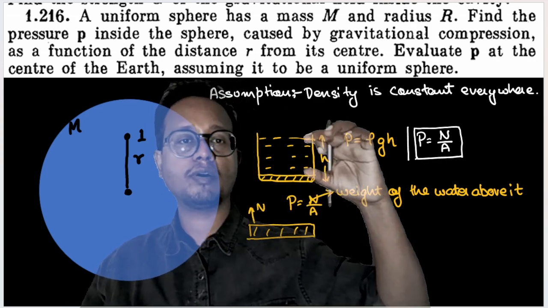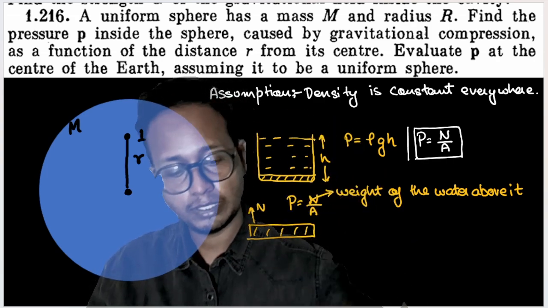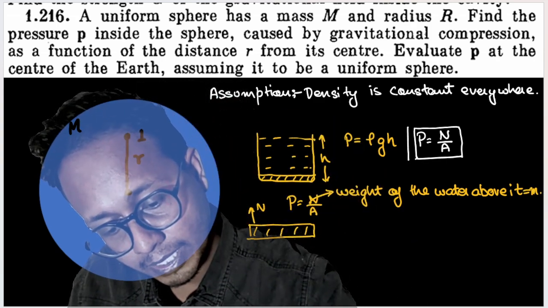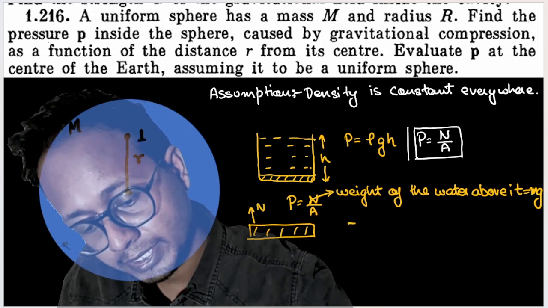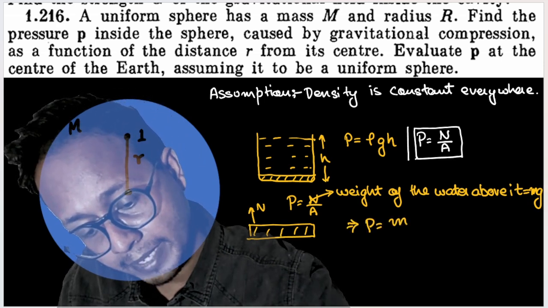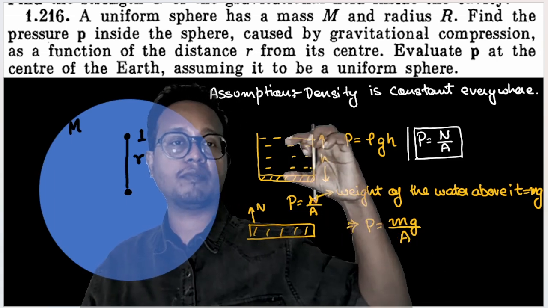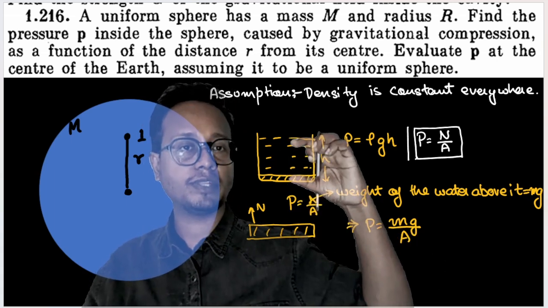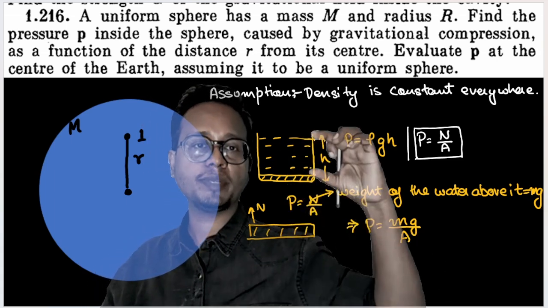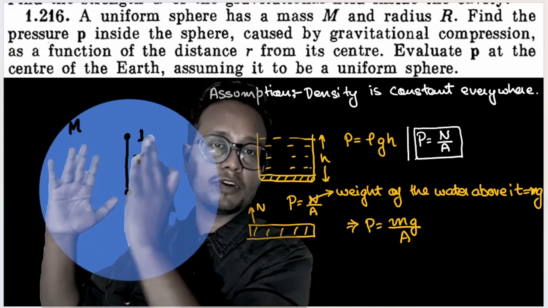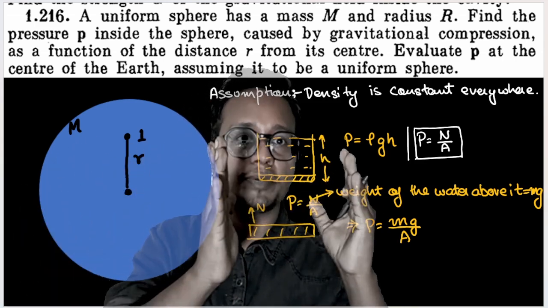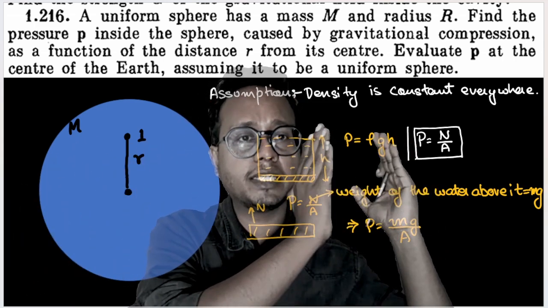What is the weight of water above it? Mass into g. So pressure is equal to m into g divided by A. But m into g is nothing but the weight of the water above the bottom of the beaker, isn't it? Just forget gravitation for a while. I'm just giving you the basics of pressure. In fluid mechanics, we'll learn that pressure is equal to rho gh.